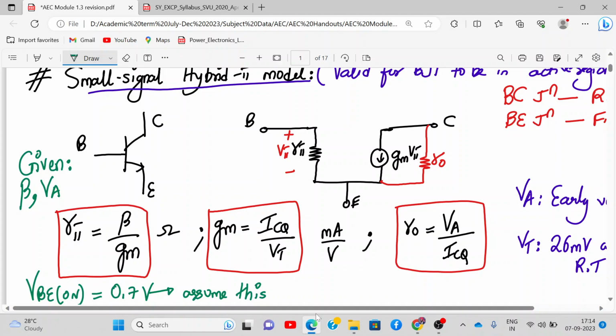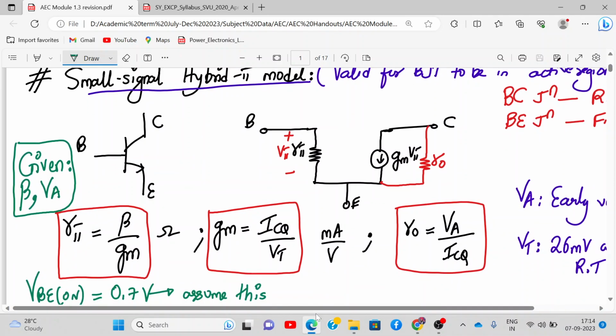Okay. So for any numerical on a BJT amplifier or BJT DC analysis, they'll give you the value of beta and VA. From that you have to do the DC analysis, find out the values of r_pi, gm, and ro, and draw the hybrid pi model. We will do that next. Any doubt in considering this in the hybrid pi model? Any doubt you have?